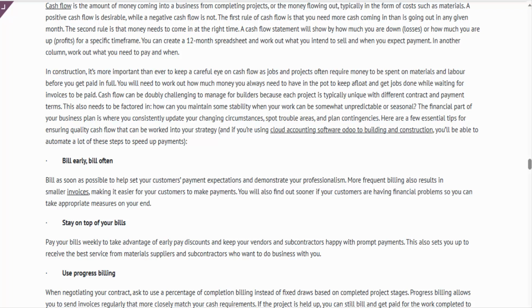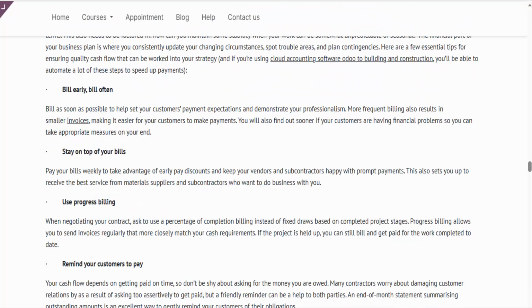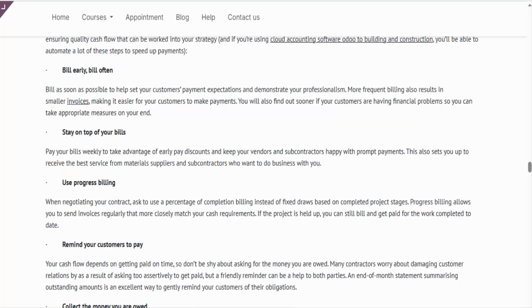Remind your customers to pay. Your cash flow depends on getting paid on time, so don't be shy about asking for the money you are owed. Many contractors worry about damaging customer relations by asking too assertively to get paid. But a friendly reminder can be a help to both parties. An end-of-month statement summarizing outstanding amounts is an excellent way to gently remind your customers of their obligations.